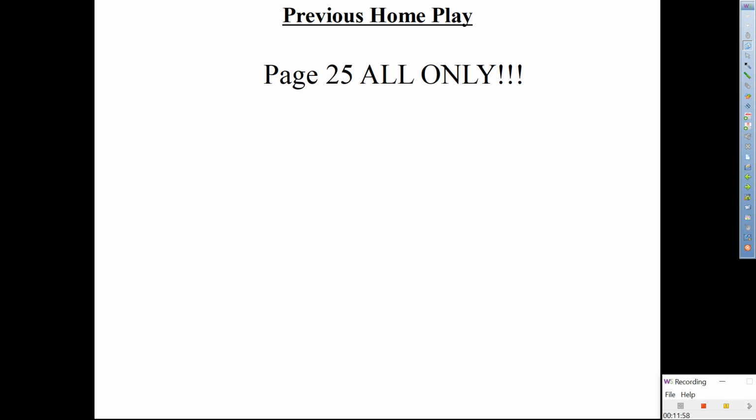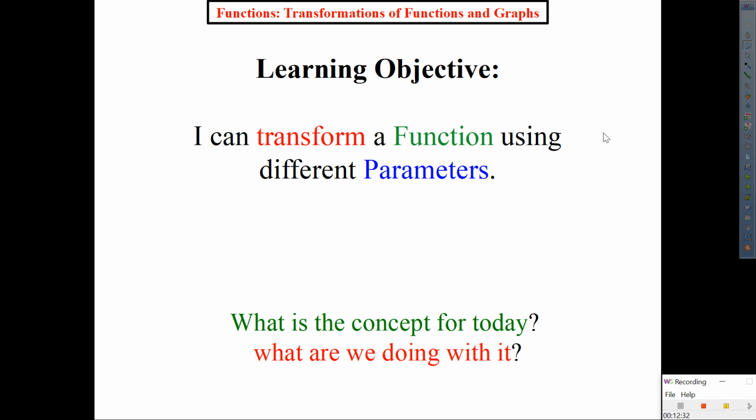All right. So, with that said, here we go. Y'all ready? All right. Our objective for today: I can transform a function using different parameters. So today we start with transformations.